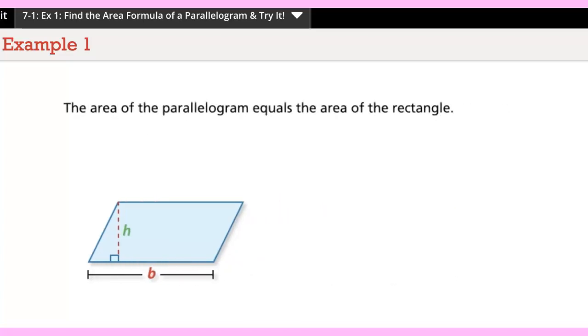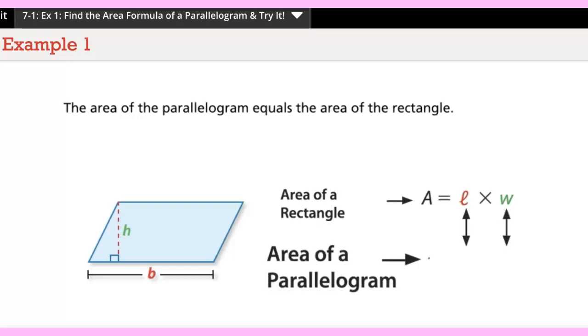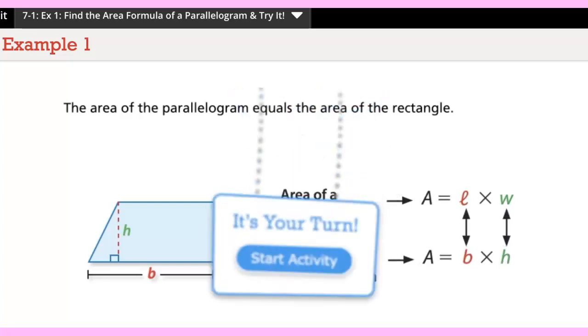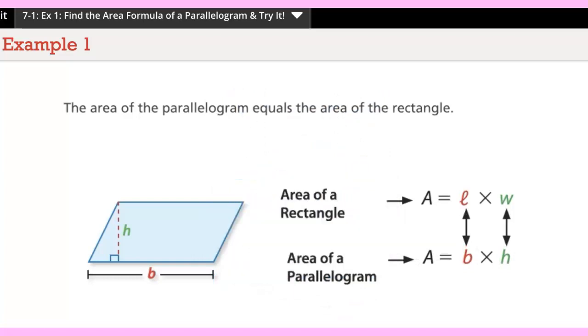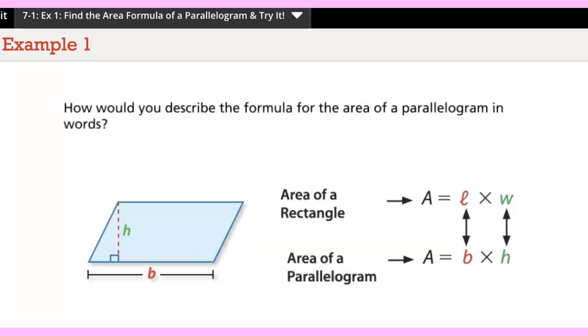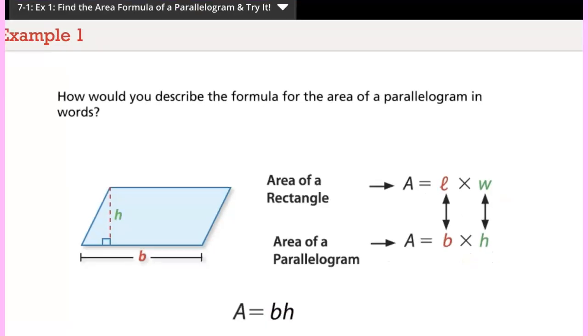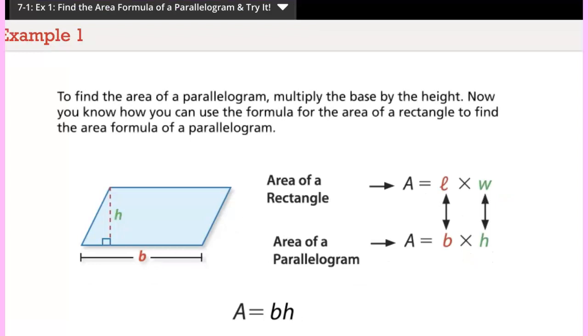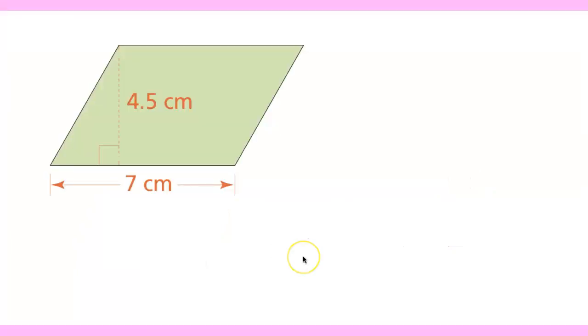The area of the parallelogram equals the area of the rectangle. How would you describe the formula for the area of a parallelogram in words? To find the area of a parallelogram, multiply the base by the height. Now you know how you can use the formula for the area of a rectangle to find the area formula of a parallelogram. All right, so let's have an example.